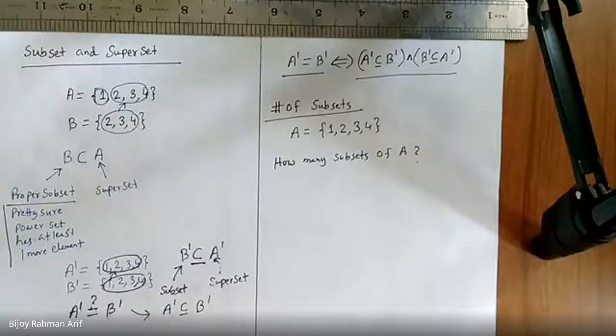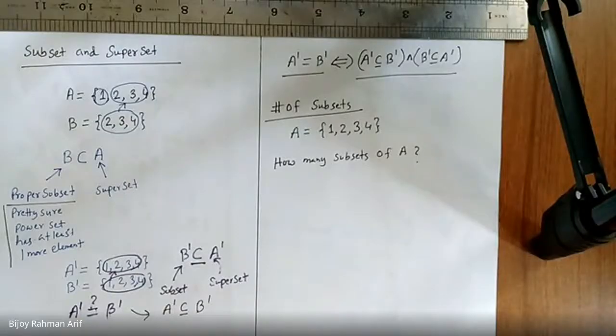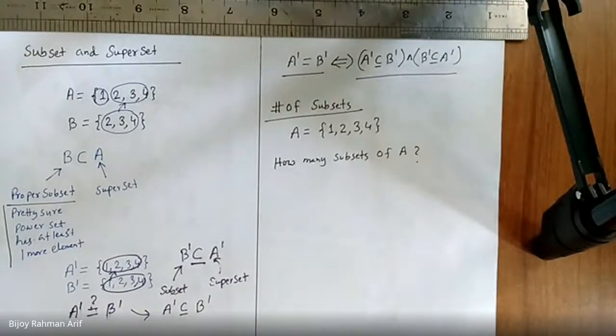Only one subset? Why is there only one subset? Subset means all of the elements should be there, right? 16 subsets. Another person says 16 subsets. The correct answer is 16.